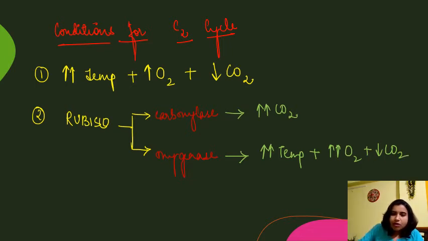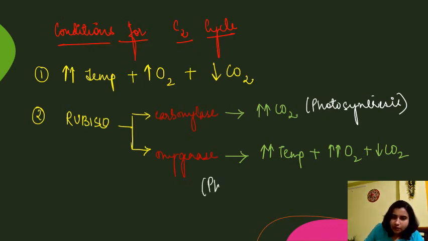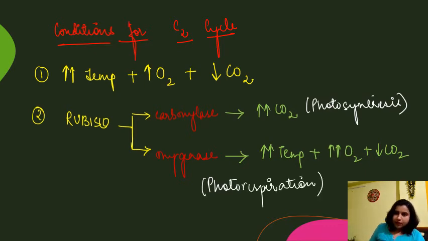And when Rubisco behaves as carboxylase, it helps in your photosynthesis. It helps in your photosynthesis, right? But when it behaves as an oxygenase, it undergoes photorespiration, right? So this is the overall cycle of the photorespiration.